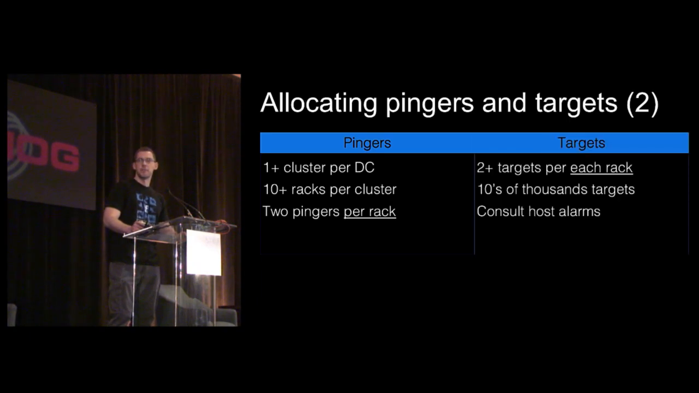The targets are easier. For targets, we have to pick at least 2 machines for every rack of servers at Facebook. To pick targets, we consult the host monitoring system just to make sure we don't pick machines with low memory or high CPU or some other issues. This allows us to reduce the number of false positives.